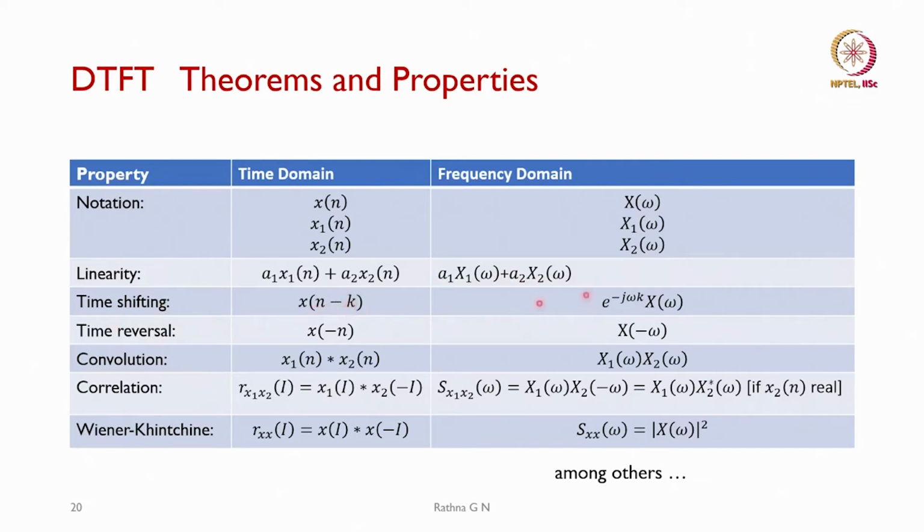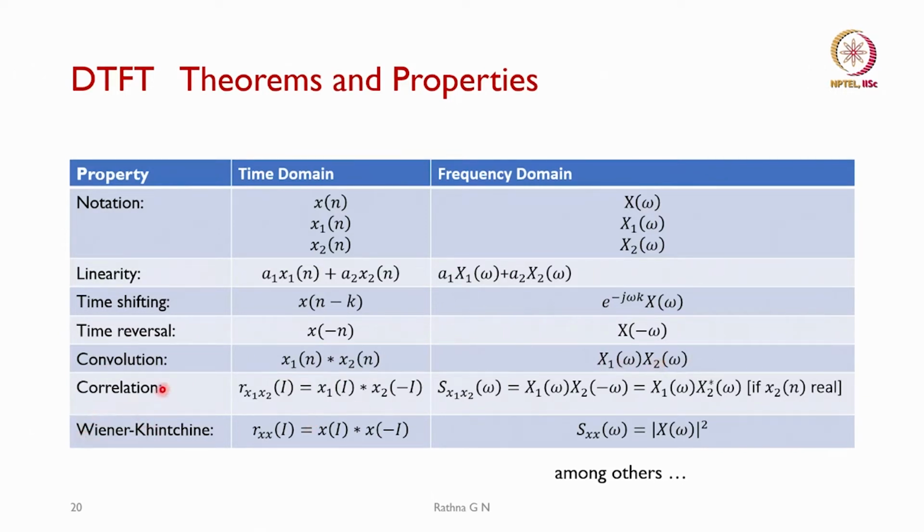When we do the time shifting, that is if I provide a shift of n minus k, then the resultant is going to be e power minus j omega k into X of omega. In the case of time reversal, x of minus n will give me in the frequency domain capital X of minus omega. When we do the convolution of two signals x1 and x2, I know it is convolution in the time domain, whereas in the frequency domain it is multiplication.